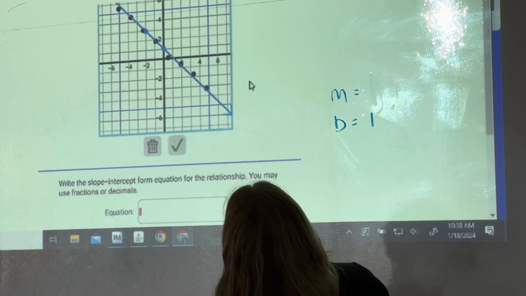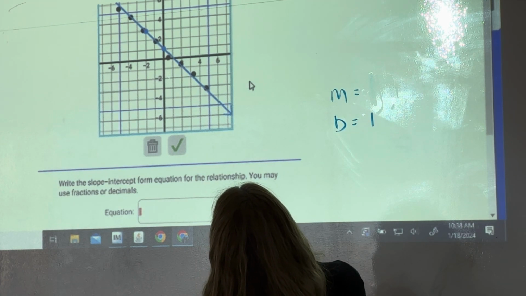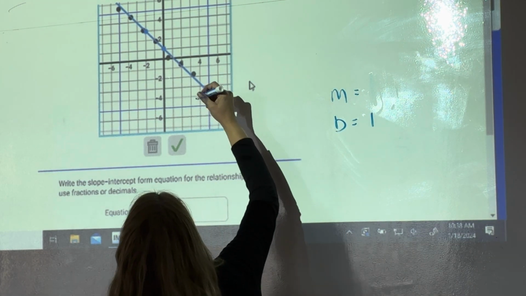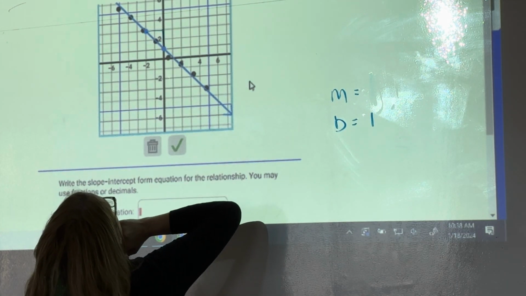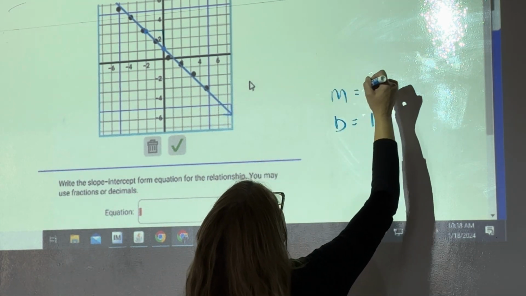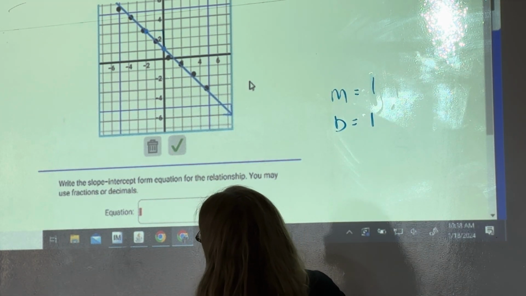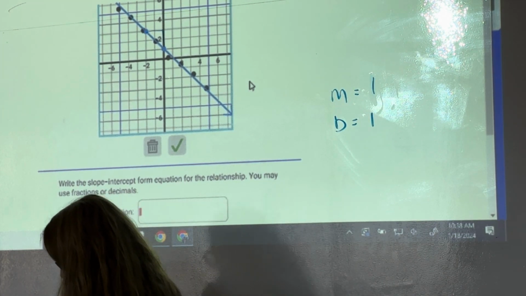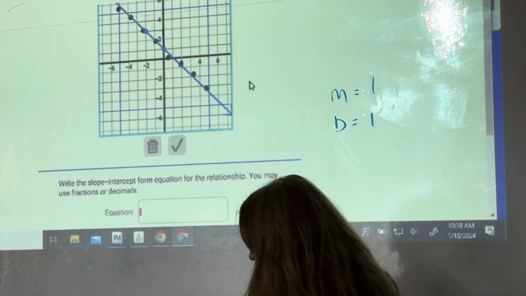Okay, so my B is 1, and my M is what? I'm going up how many? 2, and over 2, which equals 1. So what kind of 1? Positive or negative? How do you know if it's positive or negative? It's negative because the line's going down. And you walk left to right just like you read left to right. So yes, it's negative.